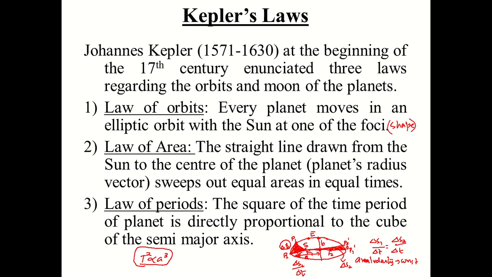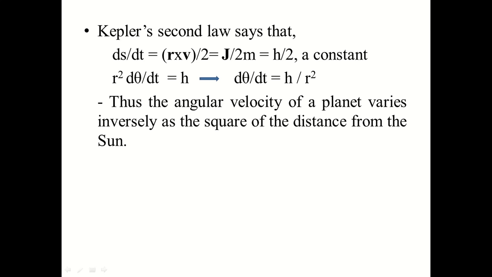regarding the period and the distance of the planet from the sun, and it is called the law of periods. It states that the square of the time period of a planet is directly proportional to the cube of the semi-major axis. Now, one more thing which we have to deduce from this second law is that I told you the areal velocity is a constant.